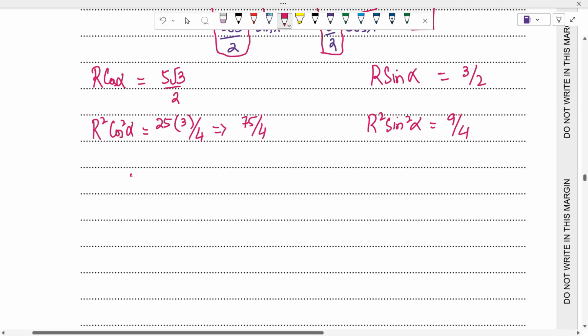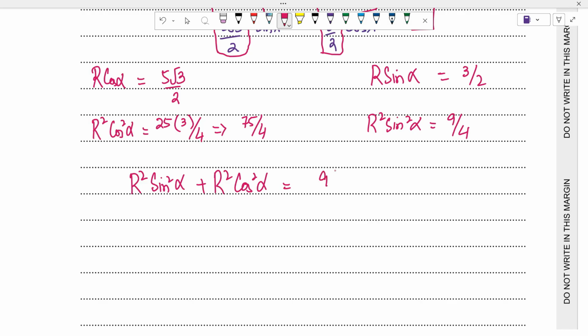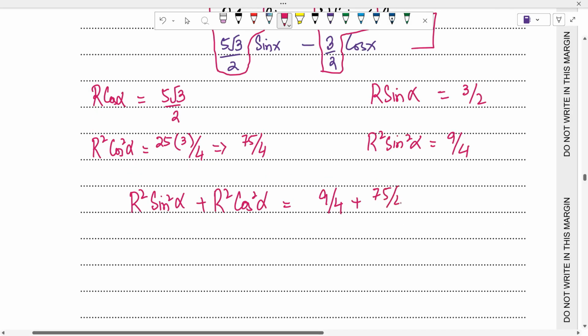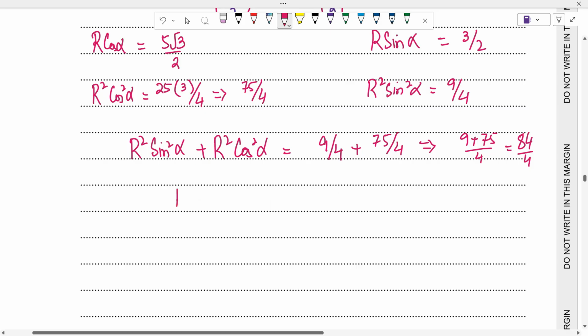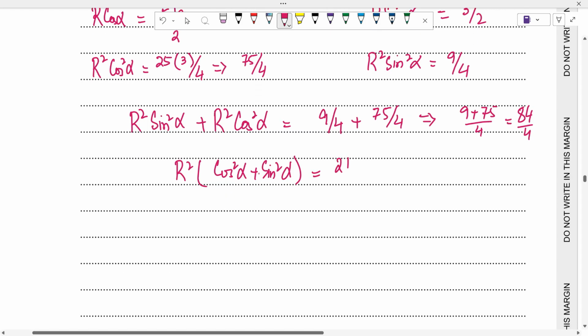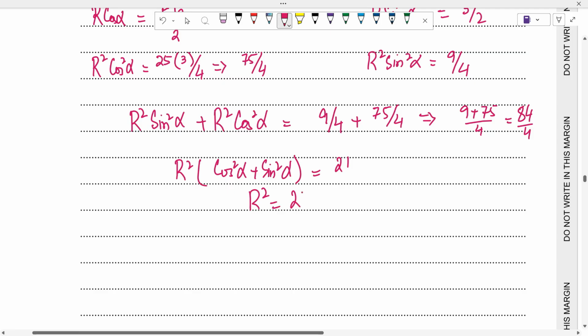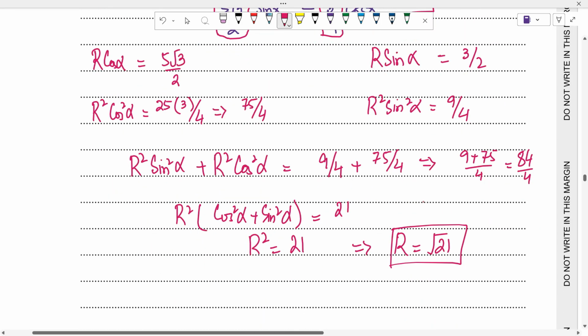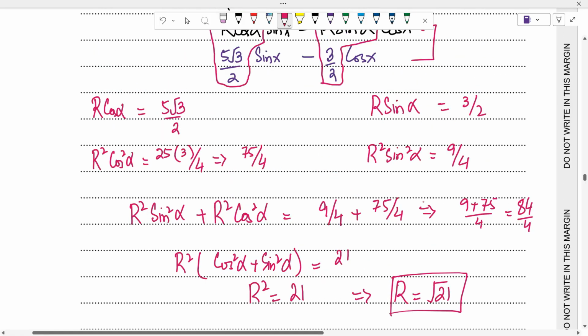When we add these two equations, we will have r² sine² α plus r² cos² α equal to 9/4 plus 75/4. This is equal to (9 + 75)/4, which is equal to 84/4. Taking r² common, we will have cos² α plus sine² α equal to 21, and this one is equal to 1. So we will have r² equal to 21 and r equal to √21. So we have calculated the value of r. Now we need to find the value of α.